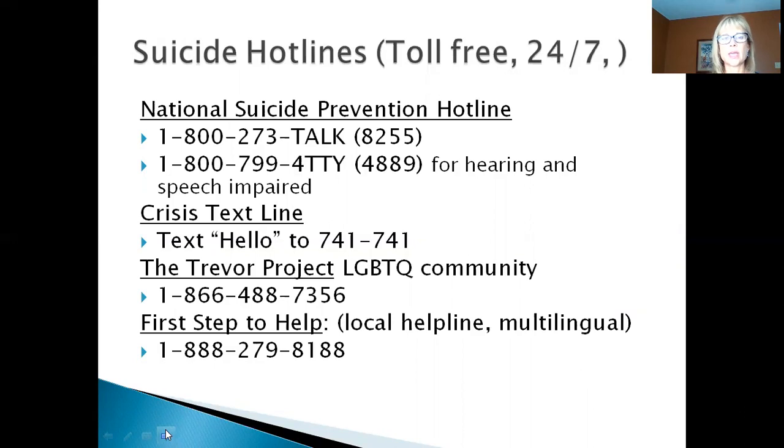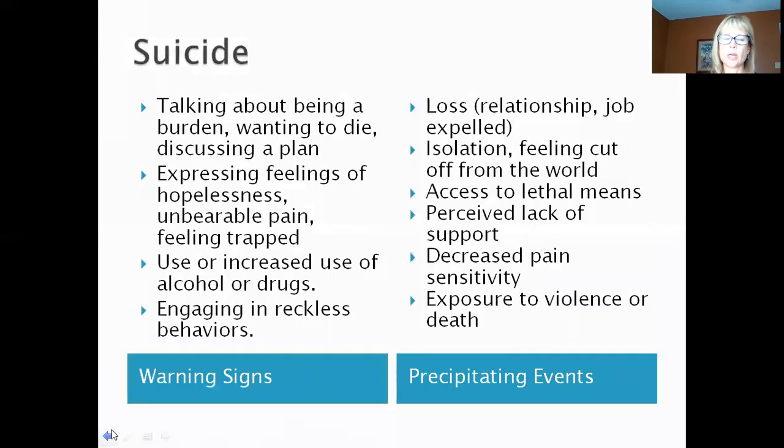So I included the National Suicide Prevention Hotline, because if you have a child who is expressing, talking about suicide, being a burden to others, wanting to die, talking about how they would do it, expressing feelings of hopelessness, this is never going to end, this is unbearable. If you're noticing things like drug or alcohol use, or even a kid engaging in reckless behavior, those are big warning signs, and we need to pay close attention to that and take the steps that are needed in order to keep our child safe.